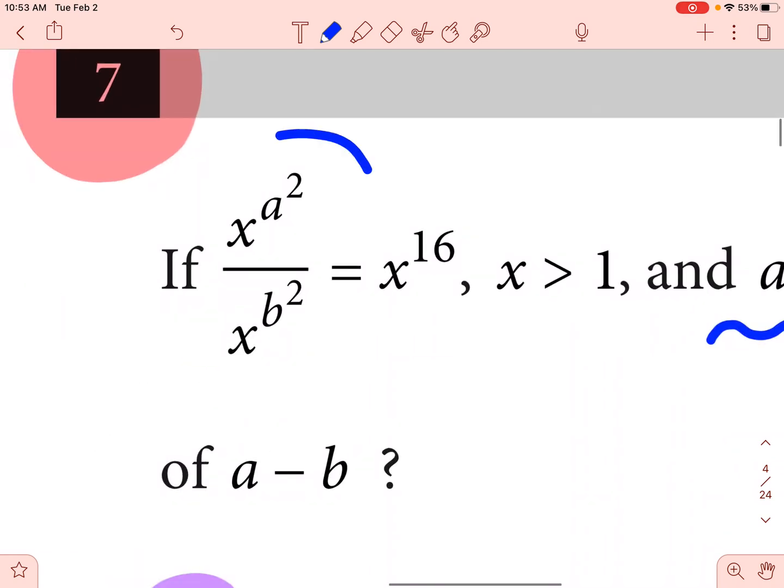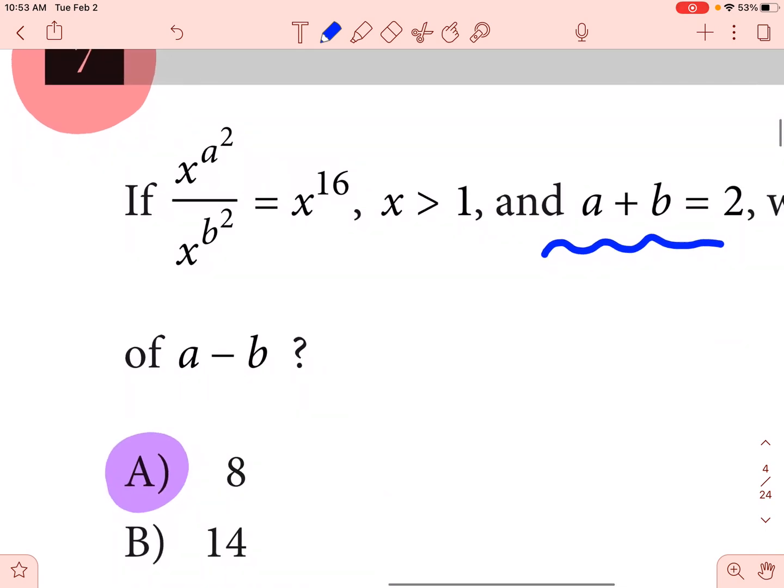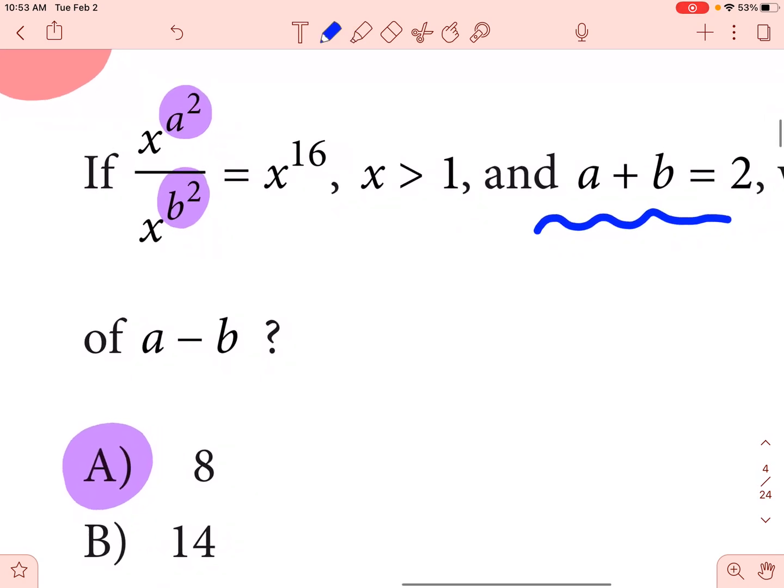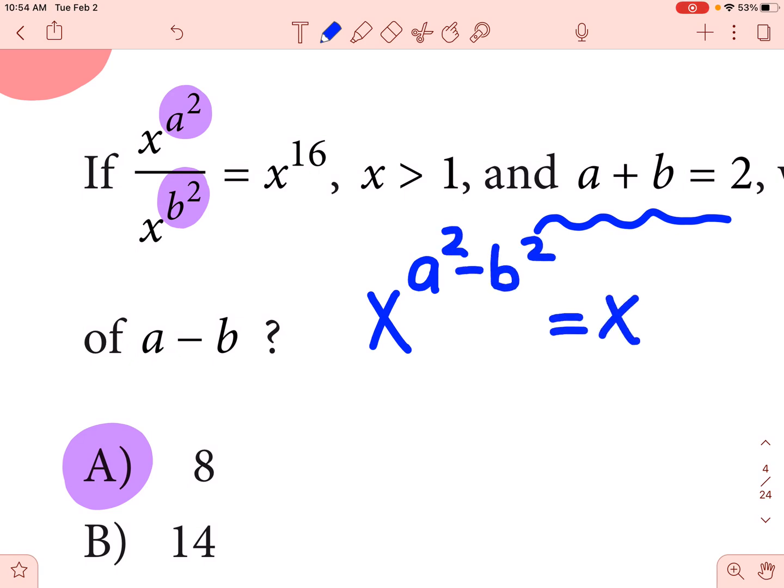I am noticing here that I'm working with exponents, so I'm going to think back to Algebra 1 and my exponent properties. Something I always say when I teach exponent properties is fraction, subtraction. If I have the same base raised to an exponent in a fraction, I can subtract my exponents. So technically we would get x to the a squared minus b squared equals x to the 16th.